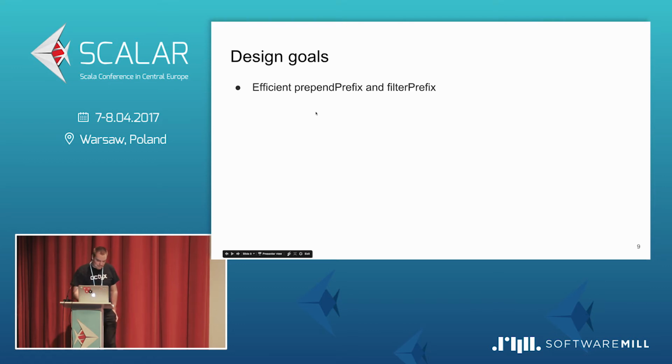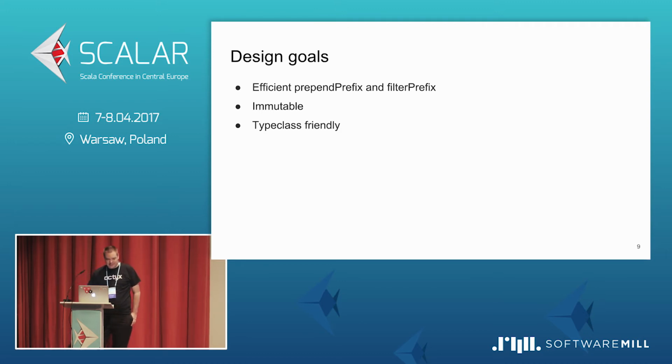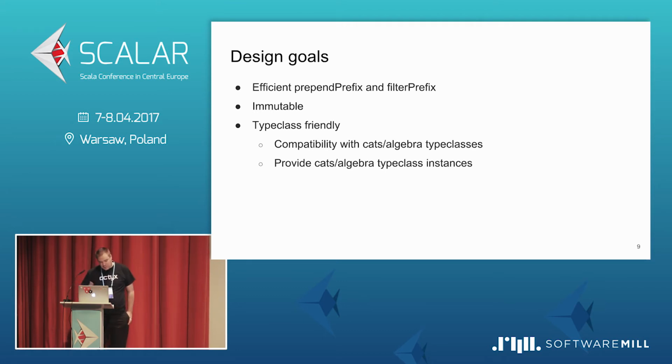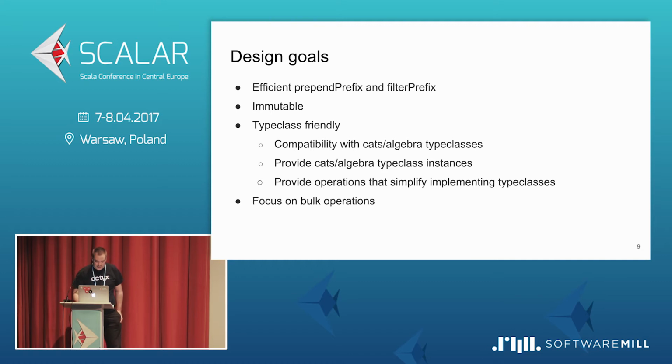So, design goals. As I said, it should have efficient prepend prefix and filter prefix. It should be immutable from the outside. It should be type class friendly, meaning that it should be easy to define type classes for it, and it should come with some built-in type classes. And of course, I'm using the cats and algebra type classes. It should provide some type classes like Eq, for example. And like I said, it should provide operations that simplify implementing type classes. I got to focus on bulk operations, which I'll get to later, and I got very fast structural equality.